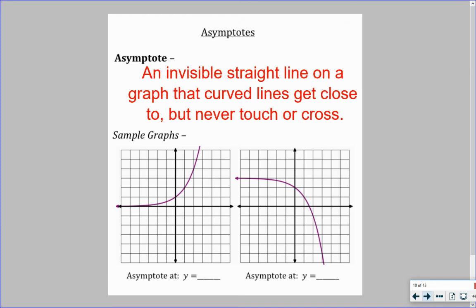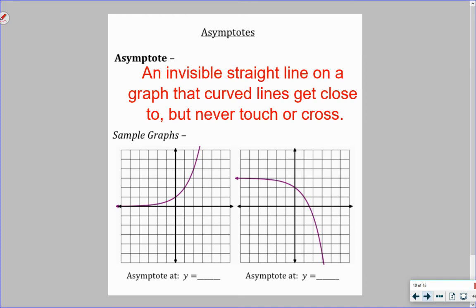Okay, so I'm going to give you a minute, or actually, I'm just going to ask you to pause the video now. You'll probably want to write down this definition here. An asymptote is an invisible straight line on a graph that curved lines get close to, but they never touch or cross. So it's like your electric fence.